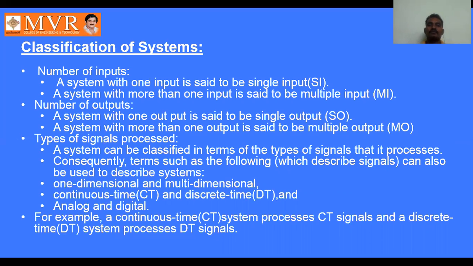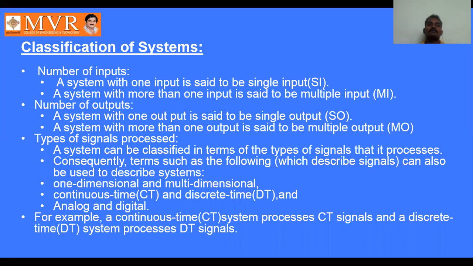Suppose a system with one input is said to be a single input, that is SI. A system with more than one input is said to be multiple input, that is MI. Next, based on the number of outputs, a system with one output is said to be single output, that is denoted by SO. A system with more than one output is said to be multiple output, that is MO.